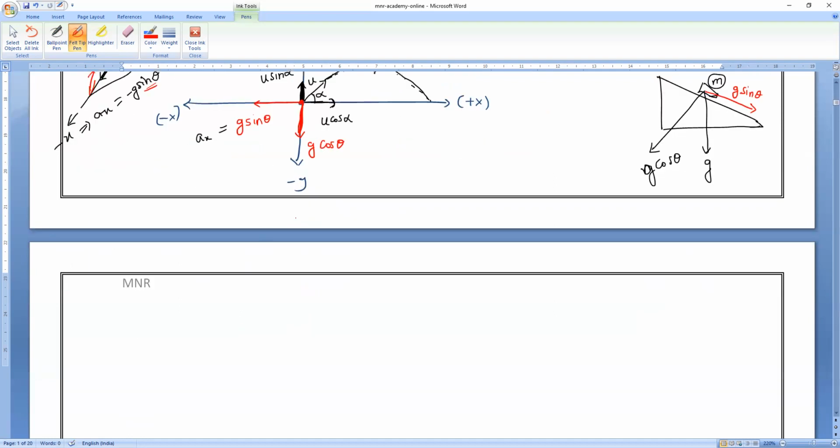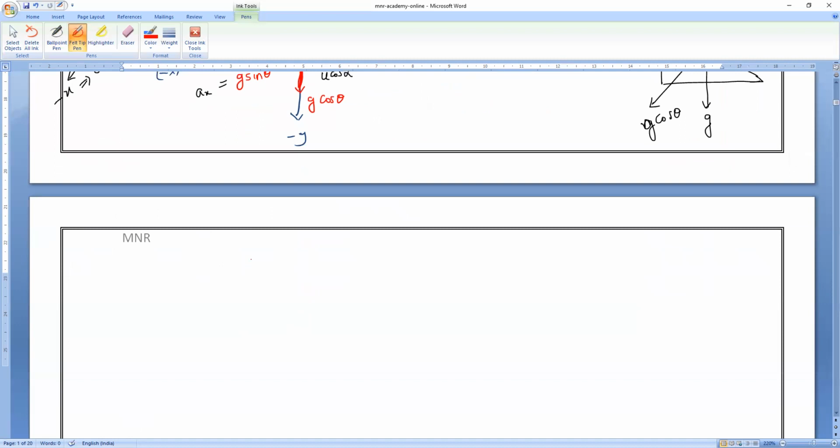Now, from this one, I will imagine. What is the initial velocity in the x-axis? Initial velocity in the x-axis is u cos alpha, and the acceleration in the x-axis is minus g sin theta.